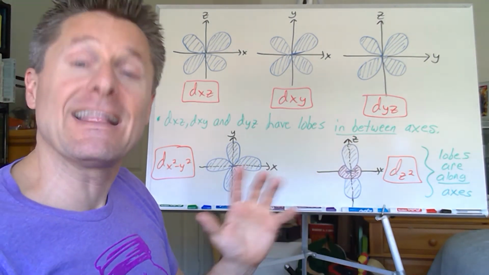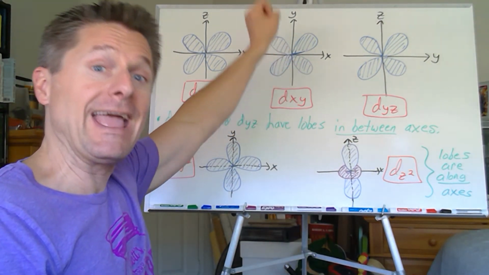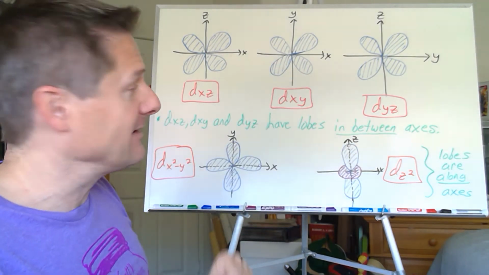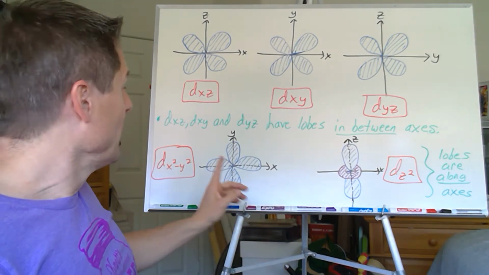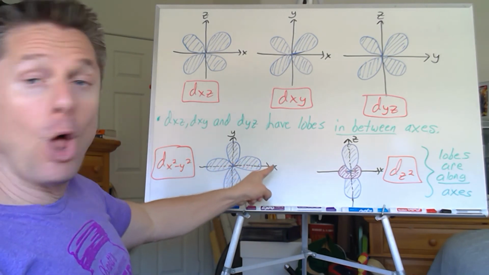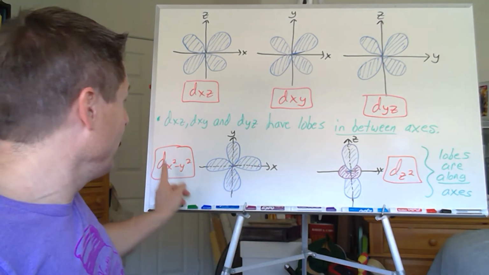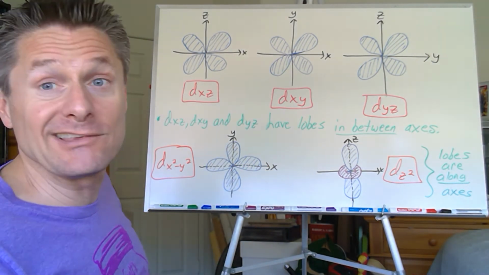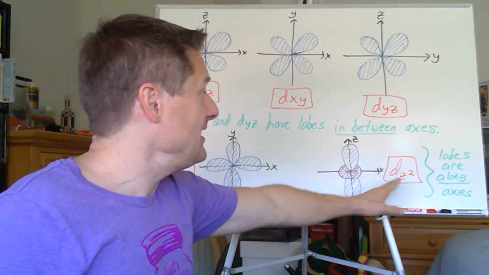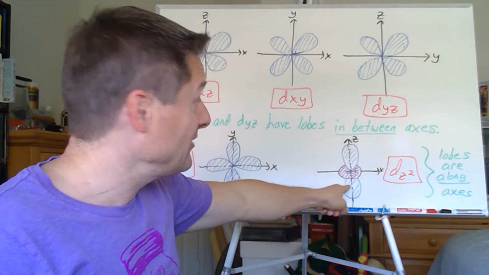Now these two, the dx squared minus y squared and the dz squared, notice that the lobes are along the axes. That's the fundamental difference. Lobes between the axes, lobes along the axes. And these have the weirder notations. So this one, the lobes are along the x and y axes. So you get the d sub x squared minus y squared. That's this notation.